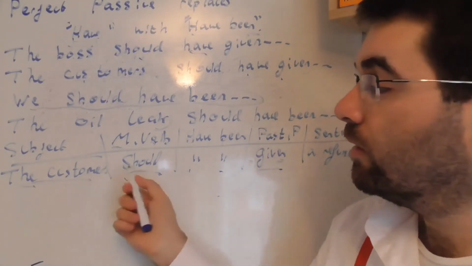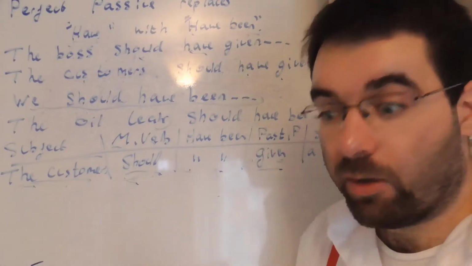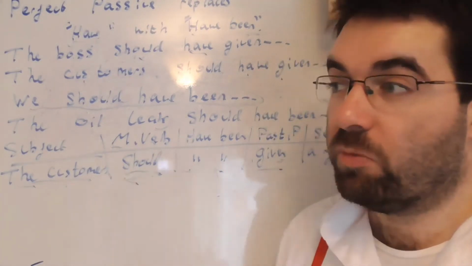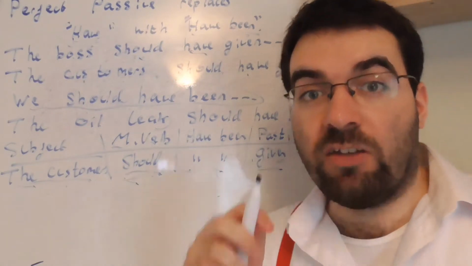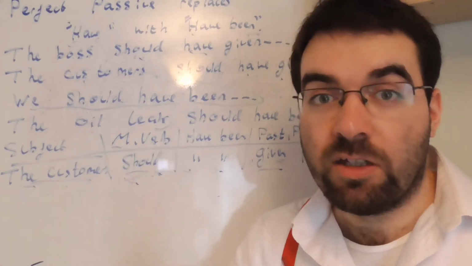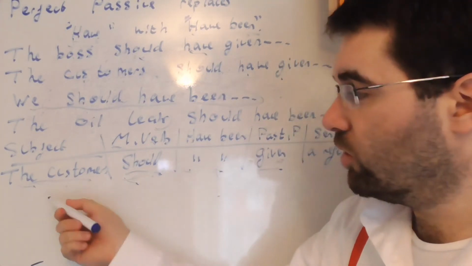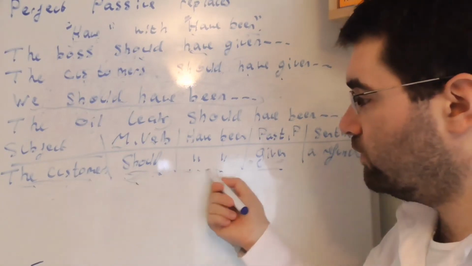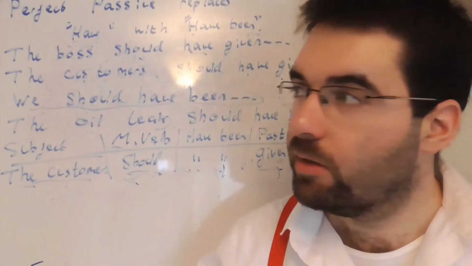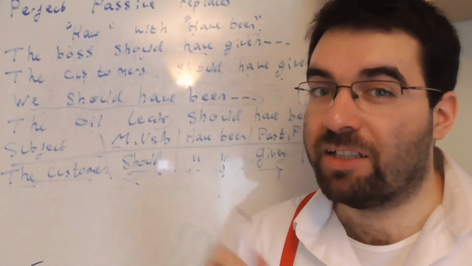She should have been here by now. Where is she? She should have been here by now. She should have arrived by now. Been here, arrived. She should have arrived by now. She should have been here by now. Where is she? She's going to be late. She's going to be late to the party.